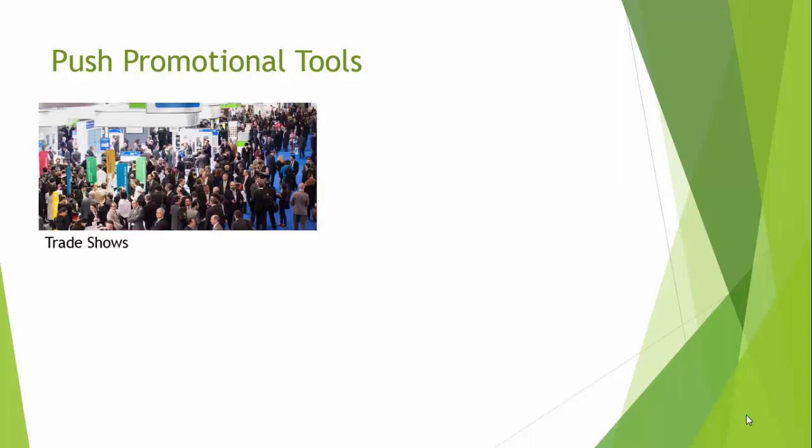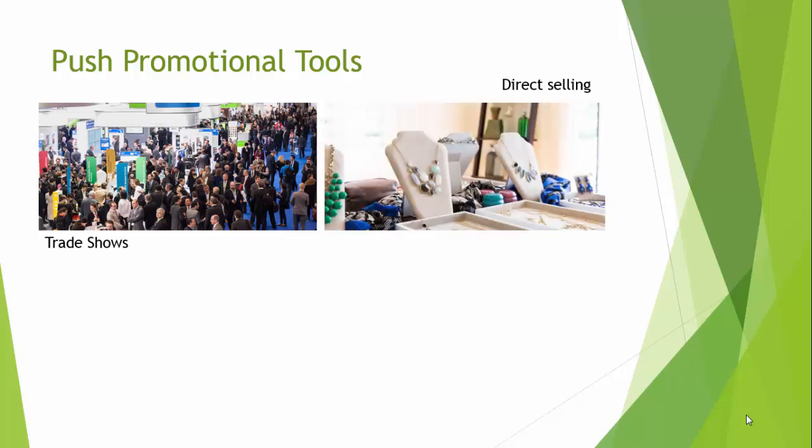Trade shows are a very common push tool. If you have trouble seeing what's going on because of the throngs of people, that's pretty common for the trade show world. Manufacturers and other businesses are trying to convince these vendors to purchase the offering as an intermediary and sell it to your end user through their channel. Direct selling, as I mentioned, is a little bit different. In this case, the photo is of Stella & Dot Jewelry, and if you're familiar with that brand, they're sold through home parties. In this case, the manufacturer is selling directly to the consumer.